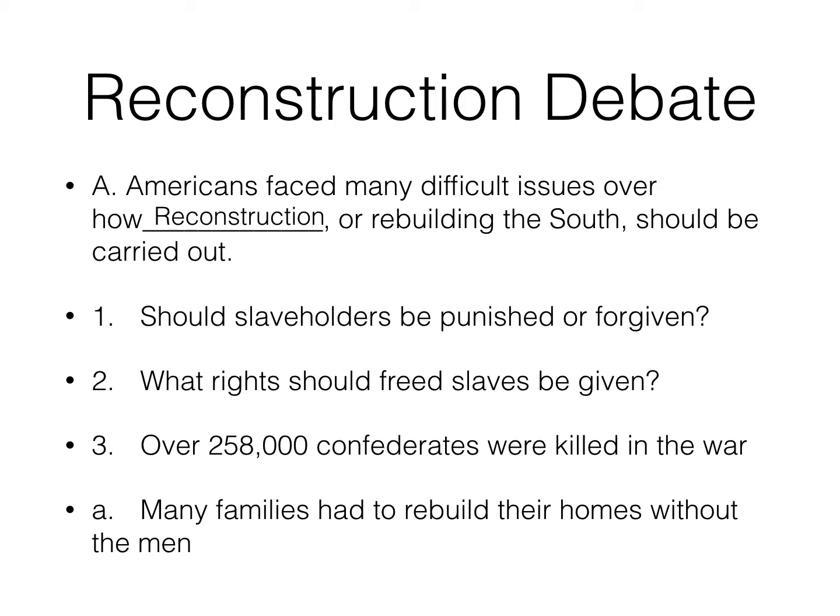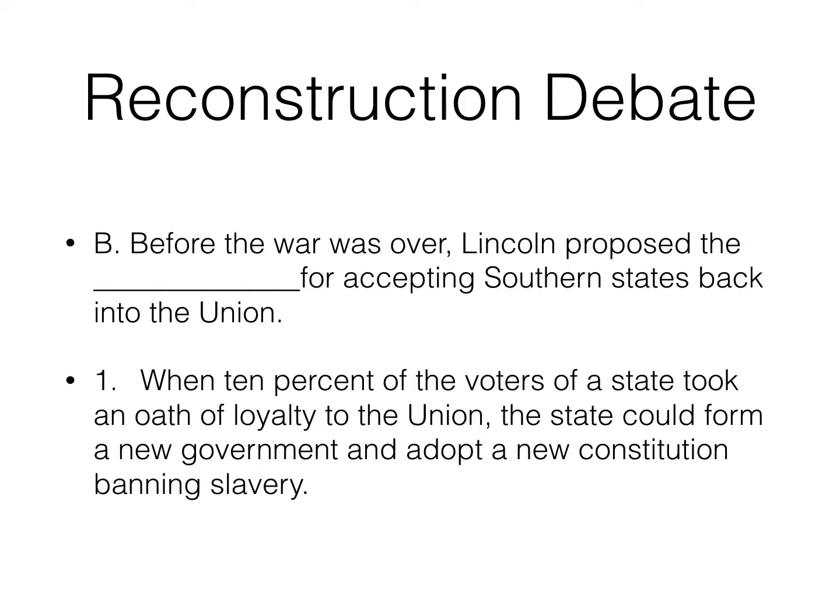People in the nation all agreed that the Southern economy and society had to be rebuilt, but the big question is how they were going to do it. And so we have three different points of view as to how to rebuild the South. The first point of view that we're going to look at is Lincoln. Lincoln had his own plan for how to rebuild the South. It was called the 10% plan.